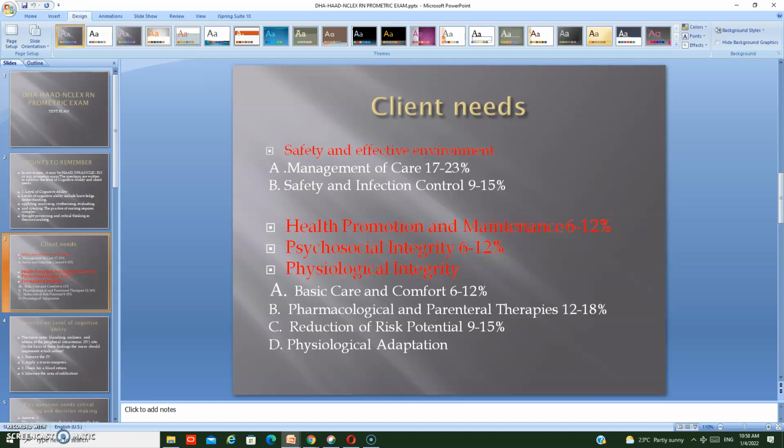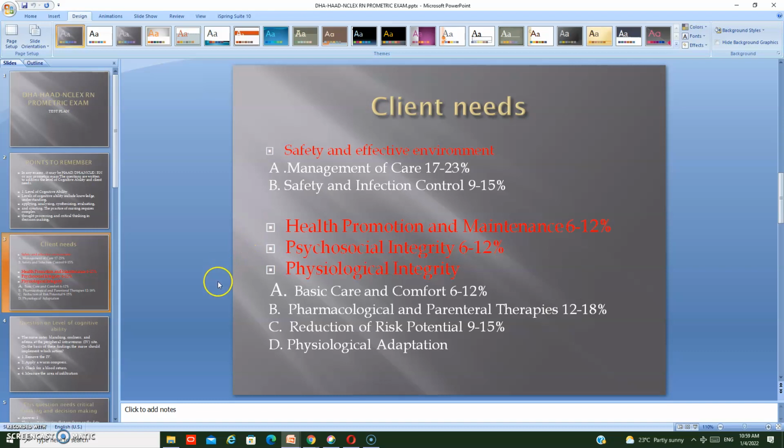And the next thing is, when we understand these points, management of care is a very big topic, right? And safety and infection control is also a very big topic. So all the questions are asked based on these four criteria. There are major categories and subcategories, and again, in physiological integrity, there are four subcategories.